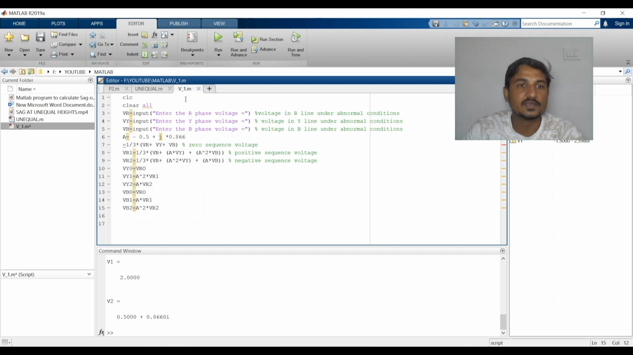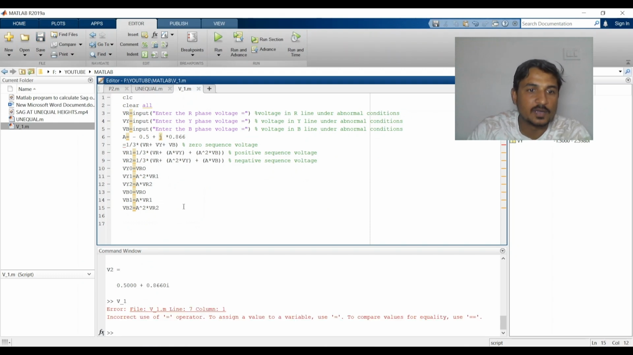After saving, if you run the program again, yeah, we are getting an error: incorrect use of equals. Complete equal. Use in line 7. Okay, we have taken Vr0 here. That was a mistake. Now, if you run this program again.